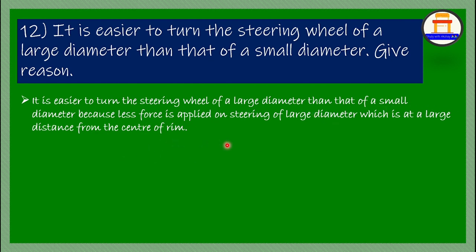All these things matter a lot over here. This is again a couple based question. You know, couple arm, steering wheel, smaller diameter, greater diameter, all those things come over here. Quality is more important, ignoring the quantity of the answer. The quality of the answer matters a lot.